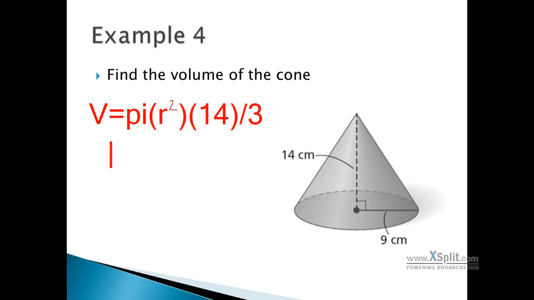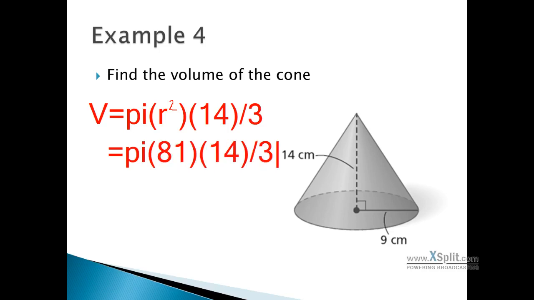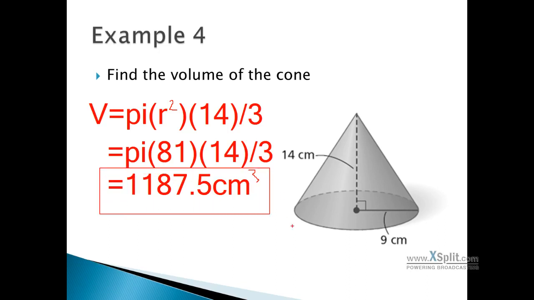All right. So pi times a radius of 9, 9 squared is 81, times 14, divide that by 3. Pi and the divide by 3 almost cancel each other out, not quite. So I'll go and type in pi times 81, times 14, divide by 3, gives us a grand total of 1,187.5 centimeters cubed overall for the volume of our cone.